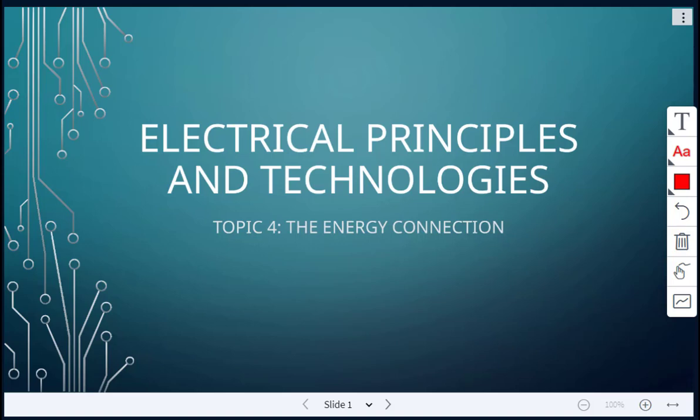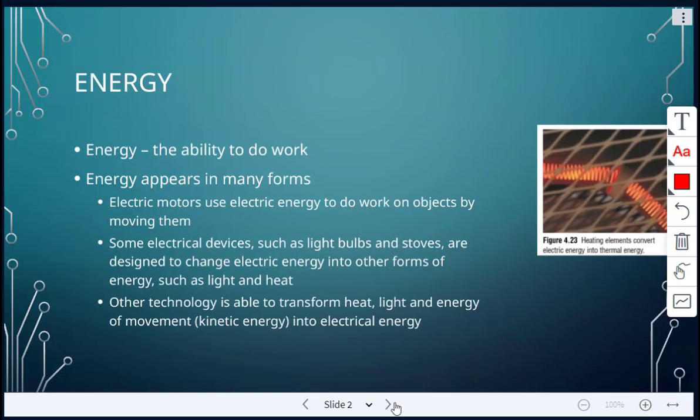Okay, so today's class we are looking at topic 4, which is called the energy connection. So first of all, what is energy? So we've talked about this a little bit before. Energy is the ability to do work, and energy appears in many forms.